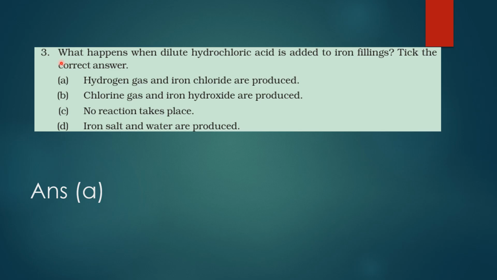So the third question is, what happens when dilute hydrochloric acid is added to iron filings? Okay, so in general when you add dilute hydrochloric acid or any dilute acid on a metal, hydrogen gas is released. It is in general, right? So A option is correct. You get hydrogen gas and iron chloride.